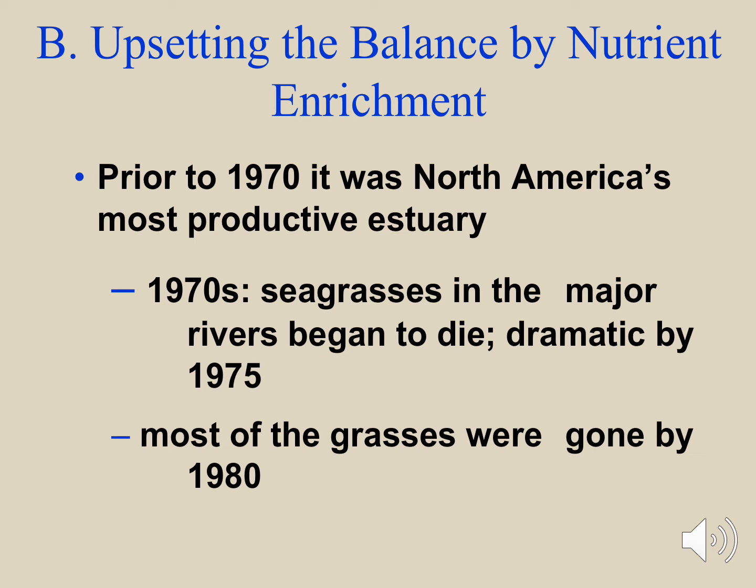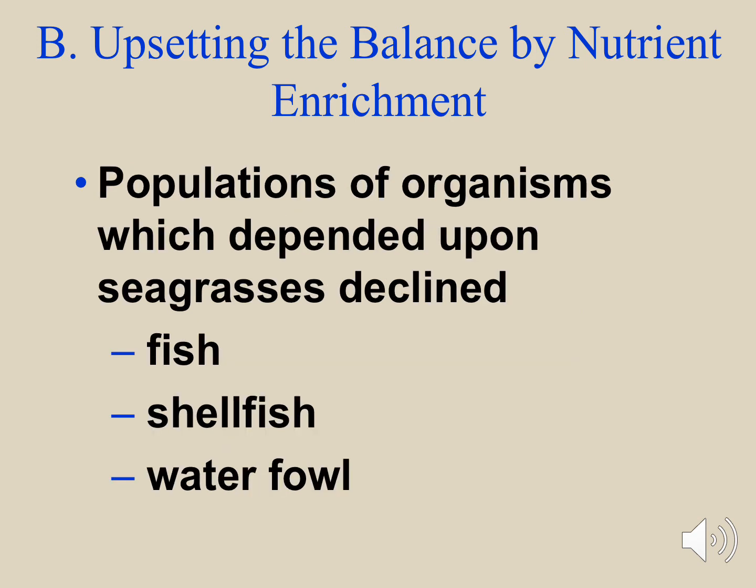Well, to most people, these seagrasses were weeds at the bottom of the river. But to an ecologist, these seagrasses were benthic plants that provided habitat, food, and hiding places to the aquatic and shellfish organisms. So as the benthic plants died, so did the fish that were caught. The populations of organisms that depended upon the seagrasses declined steeply.